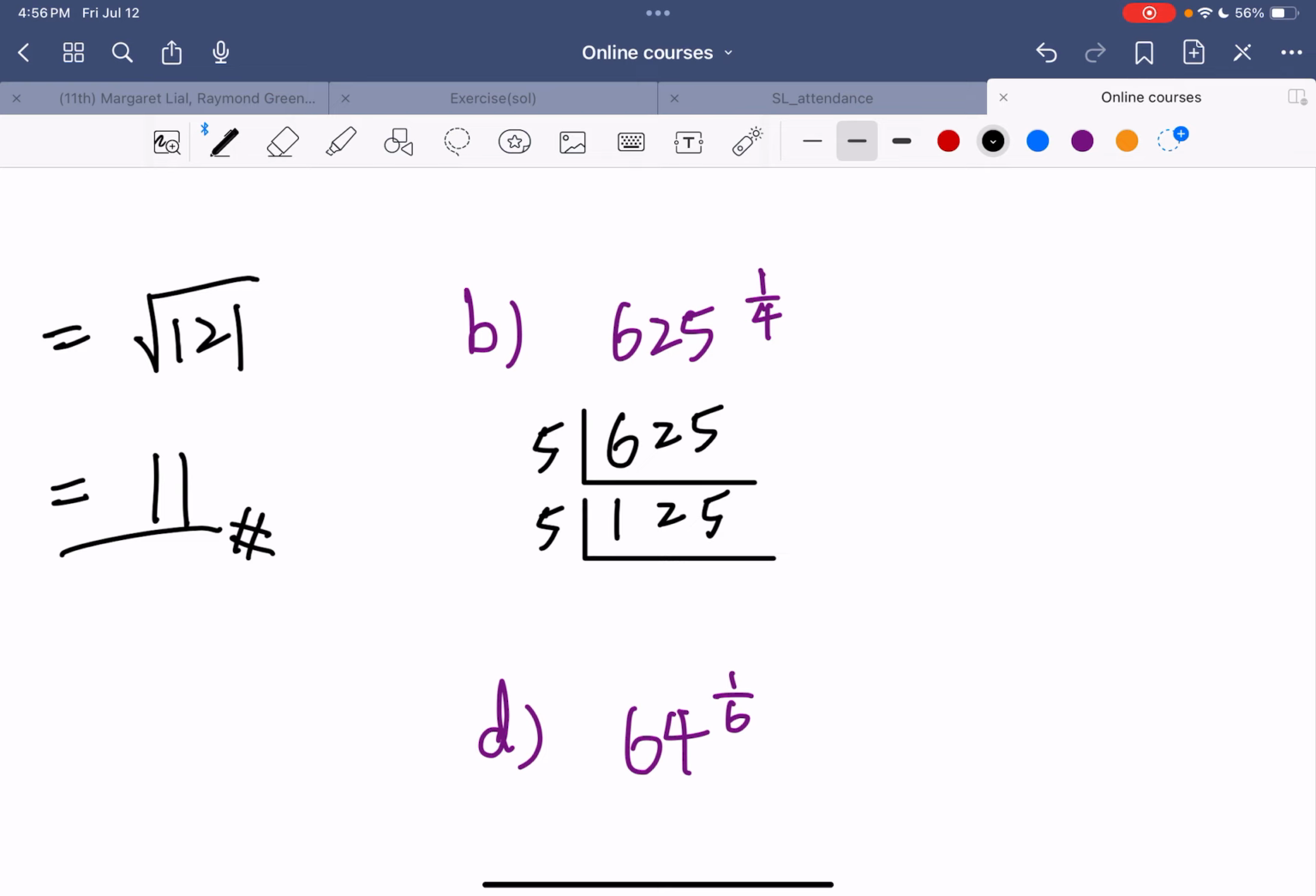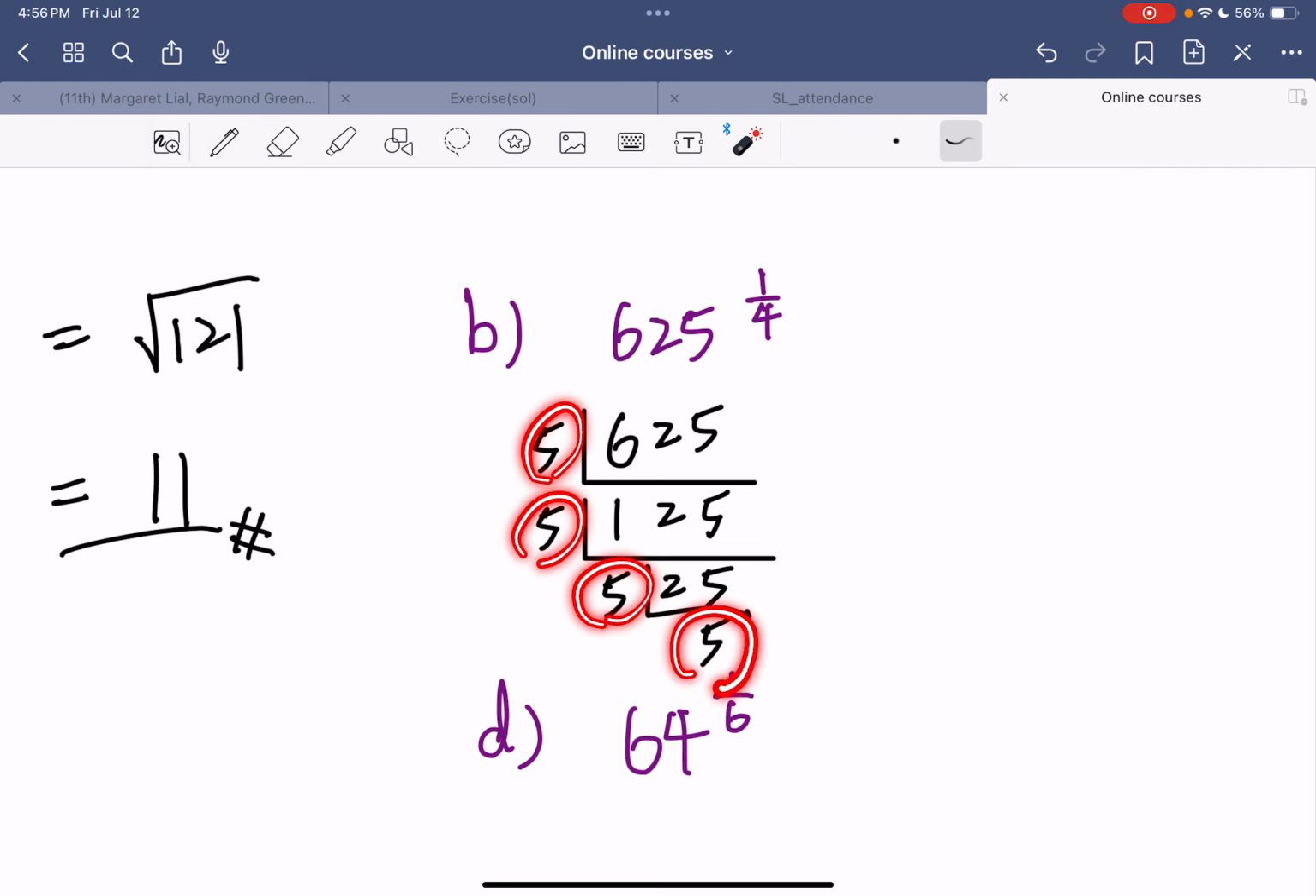Okay, so factor 5, and we want to know what times 5 will give us 125. So we got 2, 5, 25. Okay, so it still ends with 5. We can keep going. 5 times 5. Okay, and then we found, okay, 5, 1, 2, 3, 4. There are 4, 5 in here.